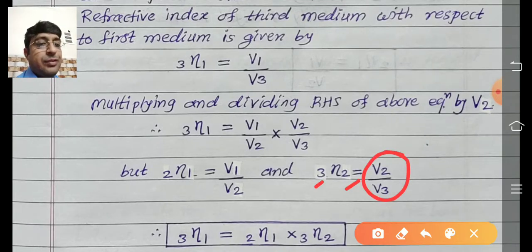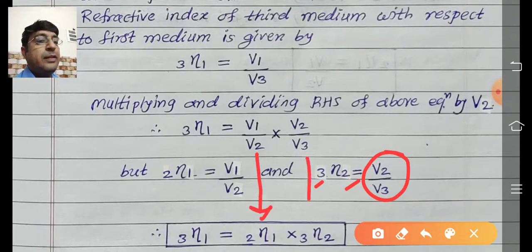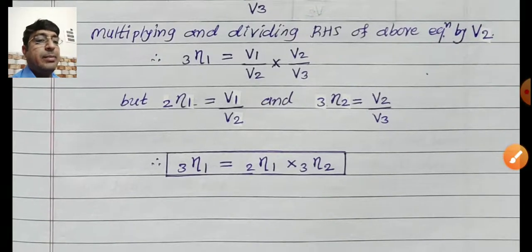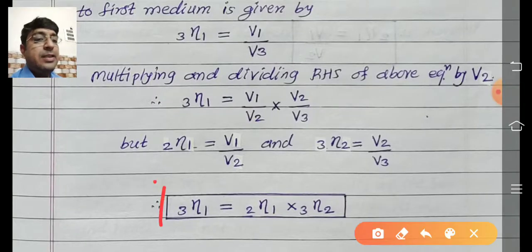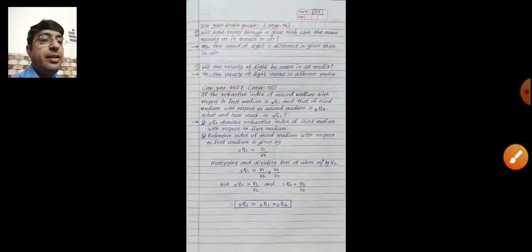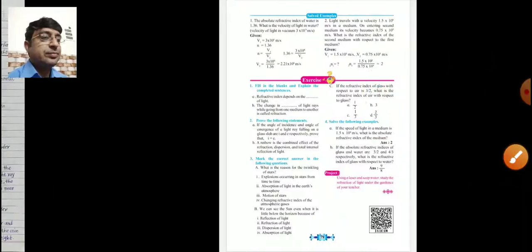So that value we substitute here. V1 upon V2 means the refractive index of the second medium with respect to the first, and V2 upon V3 means the refractive index of the third medium with respect to the second medium. So we get this formula here, that is the relation. Clear?